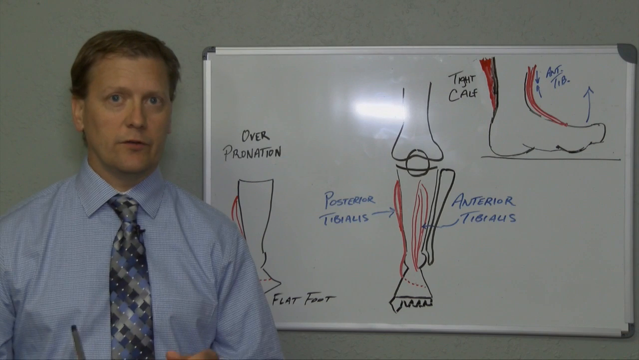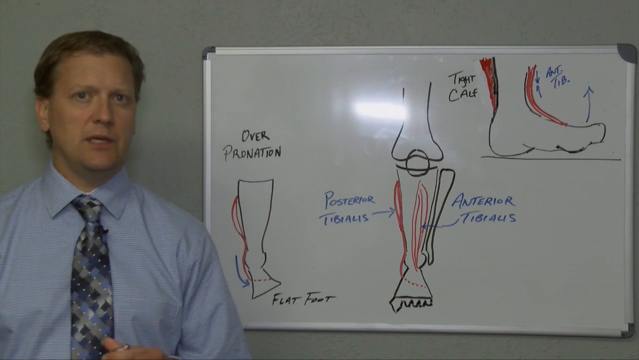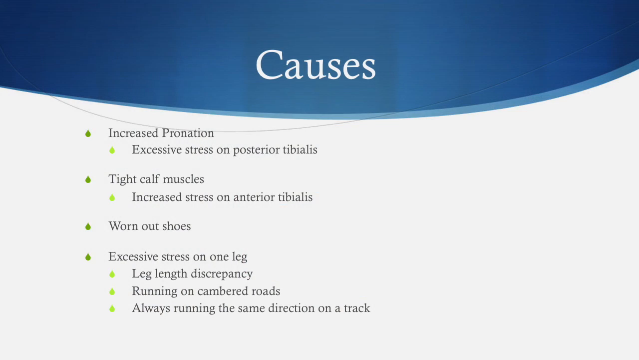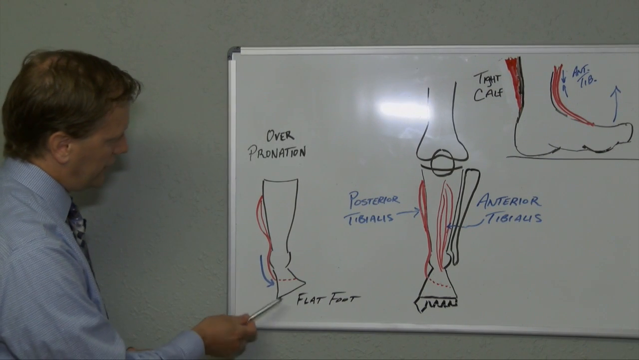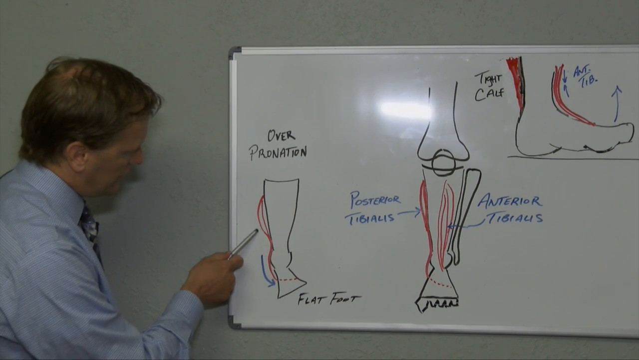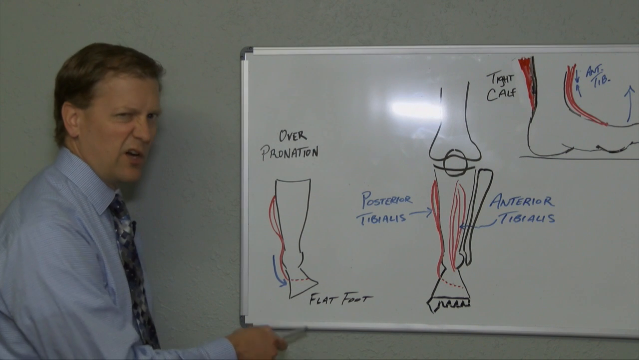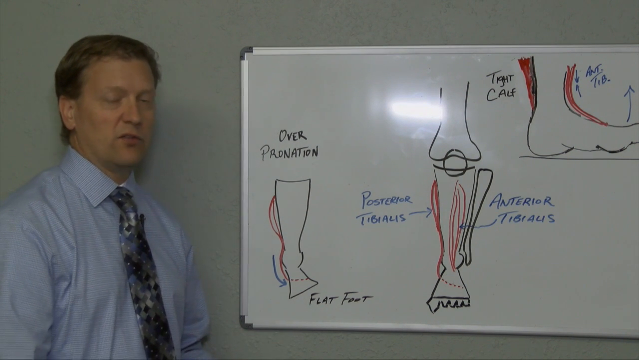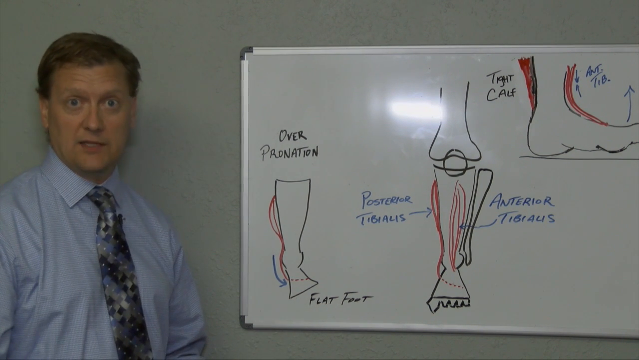Other causes, mechanical causes, would be what we call overpronation. So an overpronated foot would mean that that foot kind of falls into a flat position when we run. Now, if you look at a flat foot, what happens is this posterior tibialis muscle then gets stretched out with every step that you take. So eventually that muscle could break down.